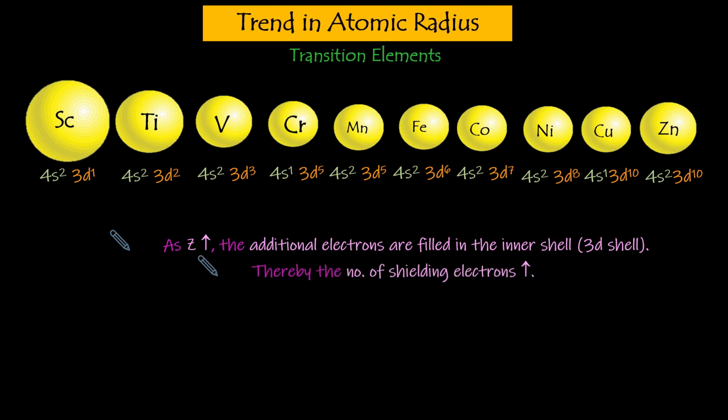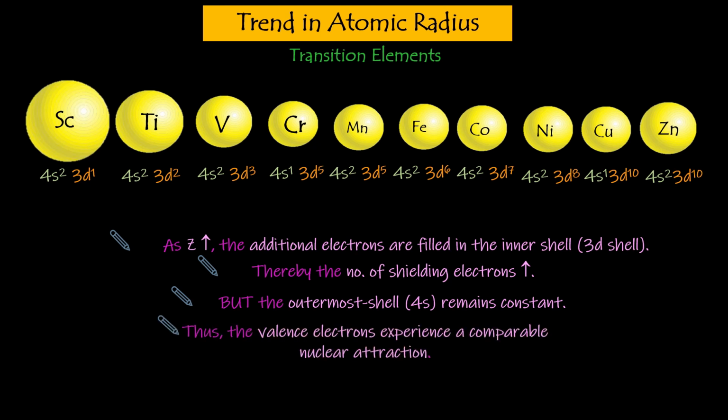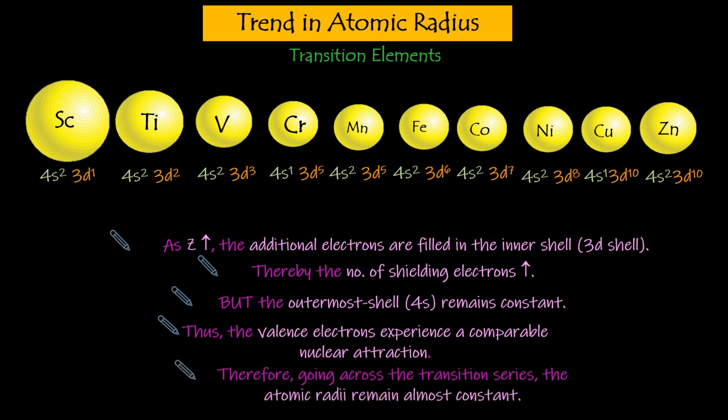Thereby, the number of shielding electrons increases, but the outermost shell, 4s, remains constant. Thus, the valence electrons experience a comparable nuclear attraction. Therefore, going across the transition series, the atomic radii remain almost constant.